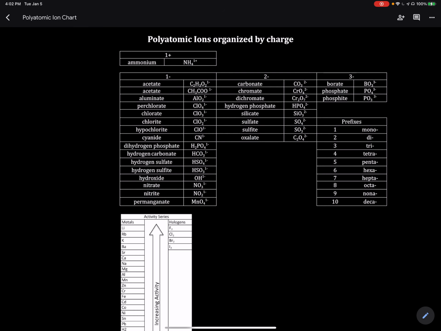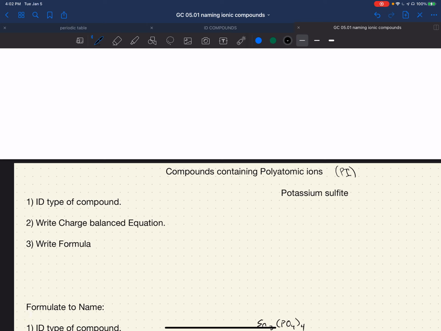So let's go back. How do we do these? Well, shocker of all shockers, the first step is going to be to identify the type of compound. So how do I do this? Well, let's go back to our compound sheet. And here we're going name to formula. We know we're ionic. And in this one, there's no Roman numerals, so there's no transition metal ionic.